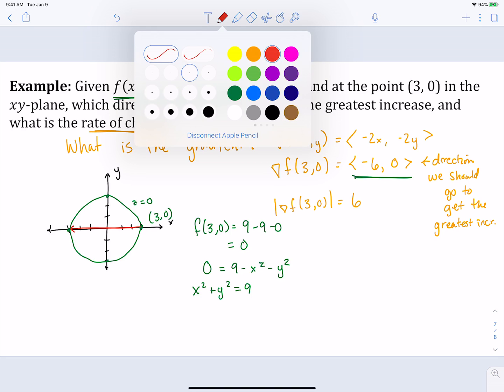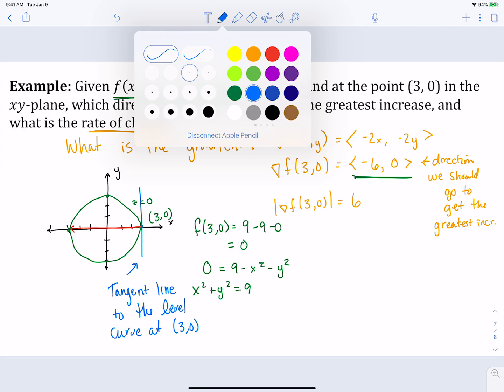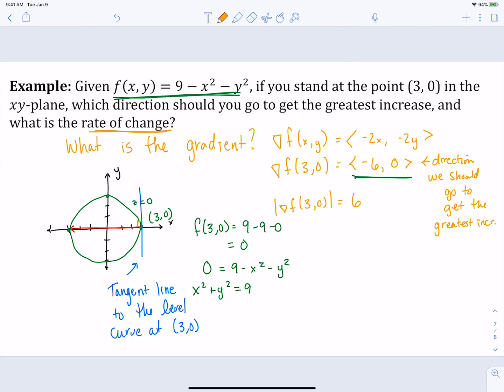Now, what I want you to notice, something interesting happens here, if we look at the tangent line to our level curve at that point 3, 0. This blue line is our tangent line to the level curve at that point. If we take a look at that blue line and our red vector, hopefully we notice that those two are perpendicular. And this brings up the question, is this always true?